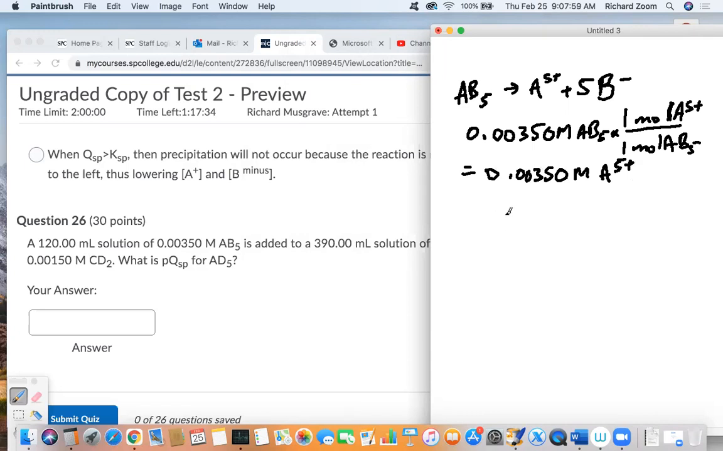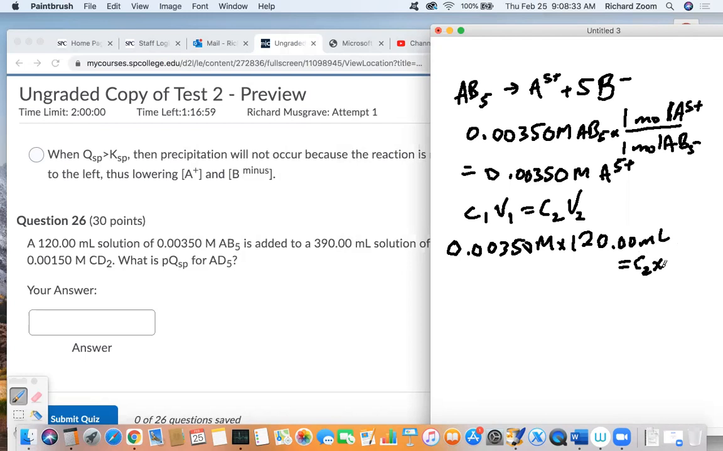Now we're interested also in the concentration after it's been diluted, and we're going to have 0.00350 times 120.00 mils is equal to C2 times the total, which is going to be 510.00 mils.